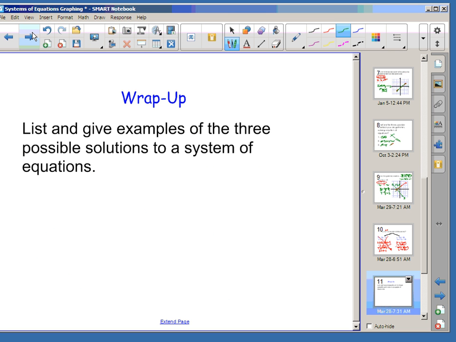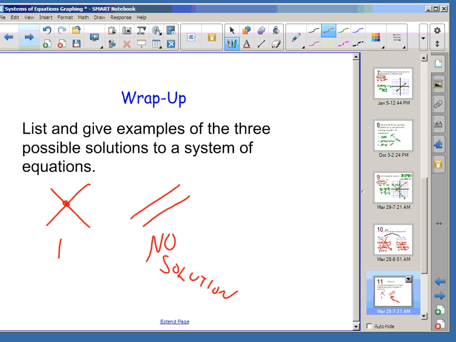All right. So the wrap up: list and give examples of 3 possible solutions to a system of equations. So you could have one solution, you could have no solution when they're parallel lines, or you could have where it's the same line and there are many. All right, that's section 5.1, how to solve a system of equations by graphing.